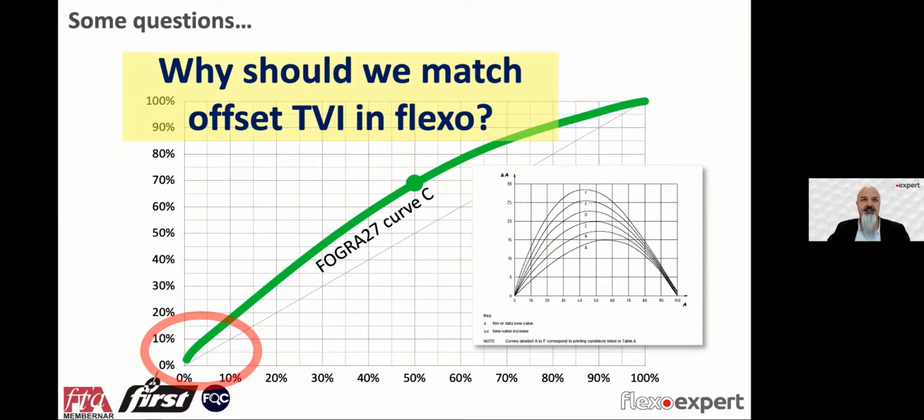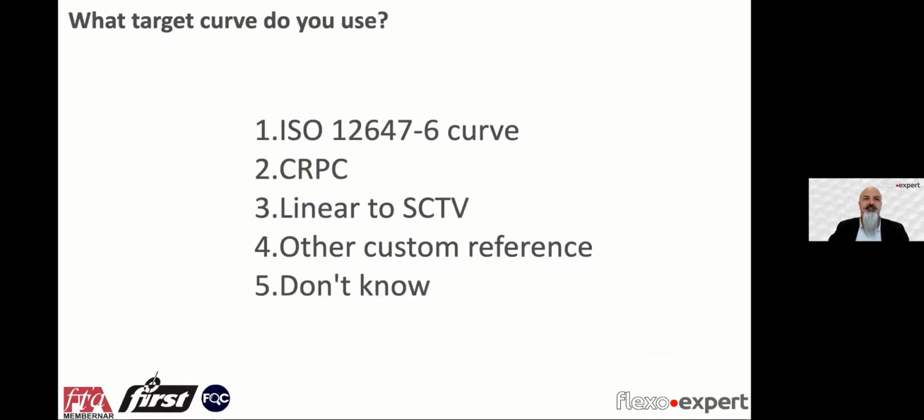So I would like to ask a question to the audience. So how about you? What target curve do you use in flexo? Do you match to ISO 12647-6 or any curve from CRPCs or other standards like FOGRA? Do you already use SCTV and target to linear? Or do you have any other custom reference for your, or maybe you don't know?